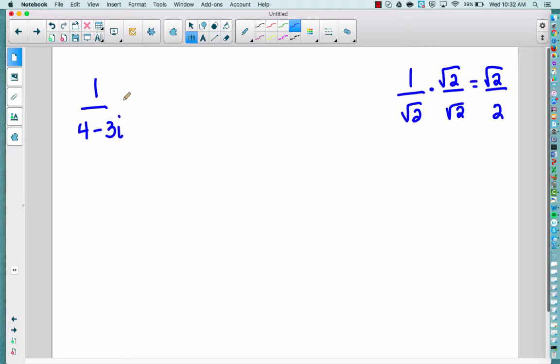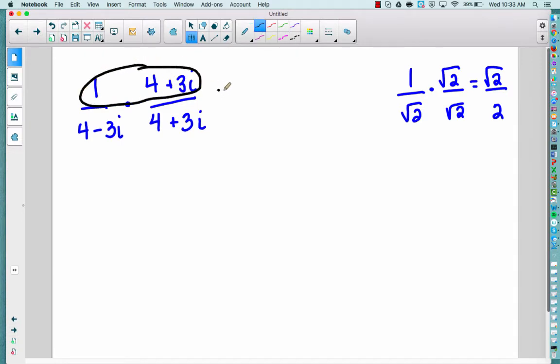So in order to get rid of i, we have to multiply by the complex conjugate. So the complex conjugate of 4 minus 3i is just going to be 4 plus 3i. So we multiply both the top and the bottom by the complex conjugate. And typically it'll say express it in a plus bi form, and that's what tells me I need to rationalize it. All right, so we multiply the tops together, and we get 4 plus 3i.